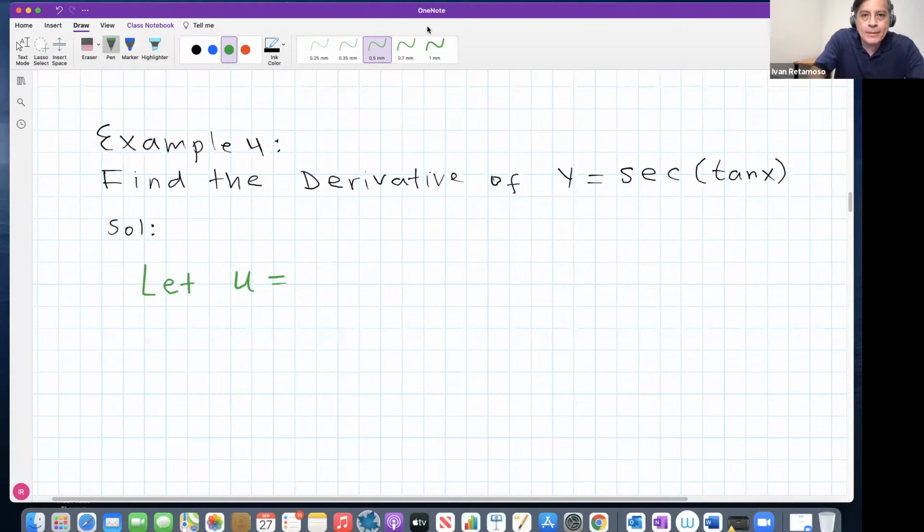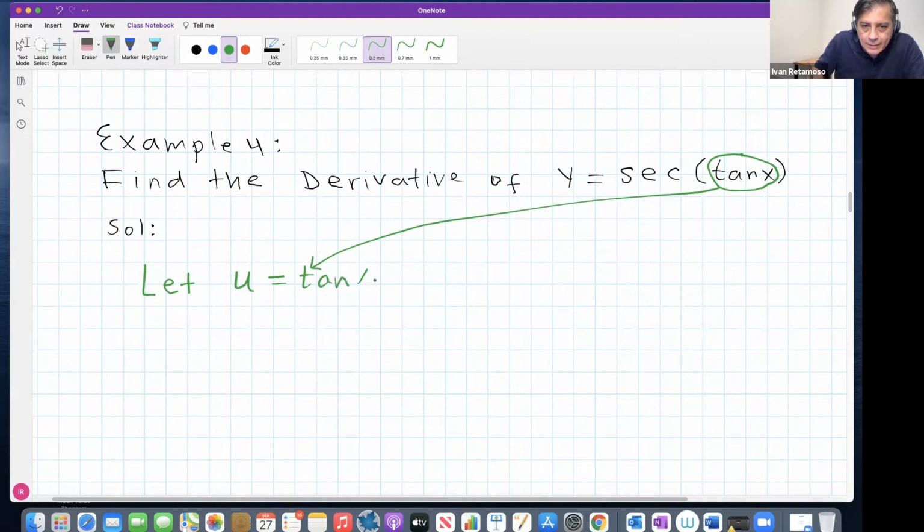Tangent of x. Right? Very good, guys. I think you got it. Tangent of x. Always choose u to be the inside. We're going to call this later the inside function, right? That's always u, the inside function. So this will be tangent of x. Great. Now, if we call tangent of x u, then y should be equal to secant of u, right? Of u.